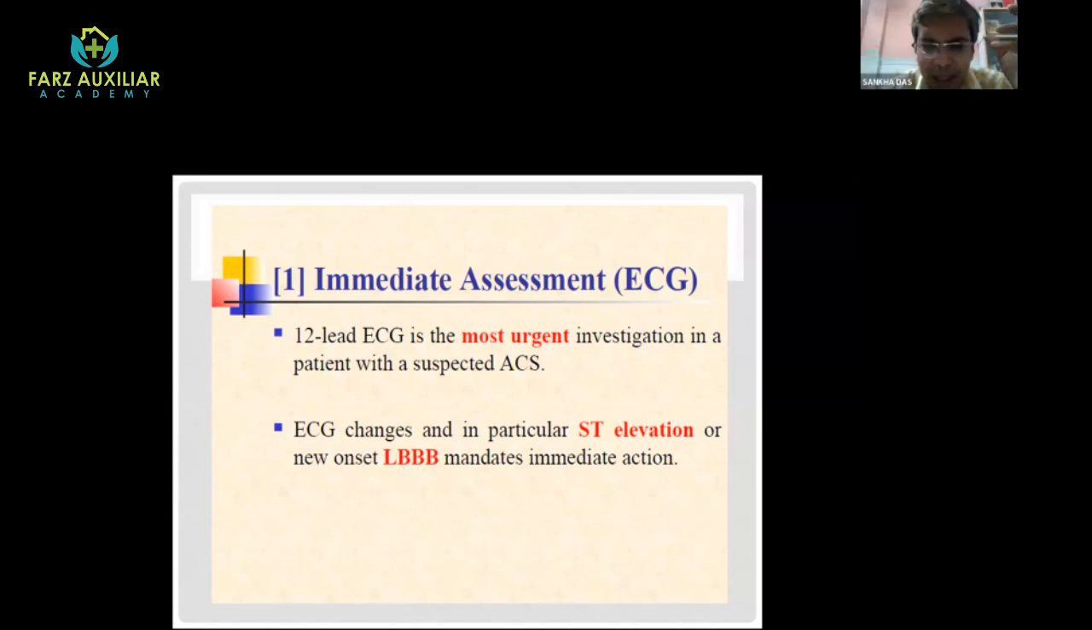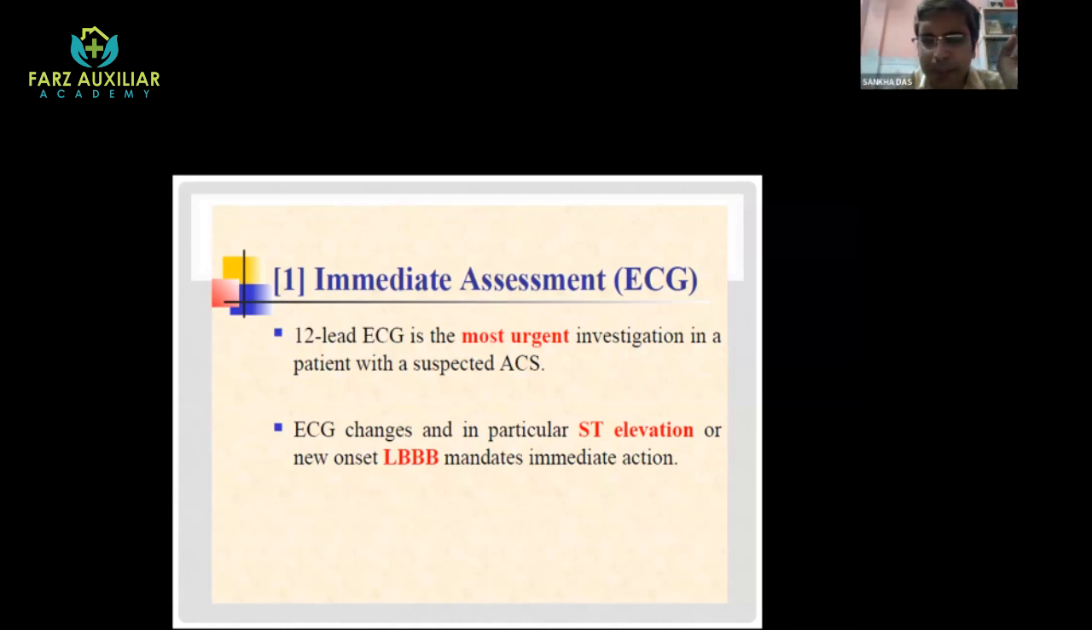And if it is a left main occlusion, can you tell me what the ECG finding is? Left main occlusion, I think we get the blocks also, no? Left bundle. Elevation in aVR. Anyone else? Can you please repeat the findings of left main occlusion? So ST elevation in aVR.